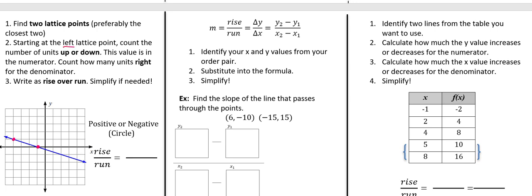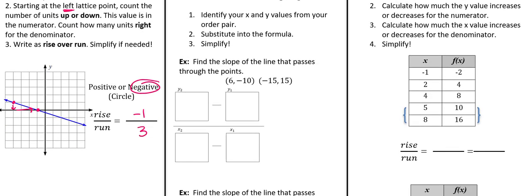Now starting at the left lattice point. So I'm starting here. Count the number of units up or down. So I'm looking to see, okay, how far am I going to go up or down? I'm going to go down 1, and then I'm counting how far to the right, and I'm going 3 to the right. So because I'm going down, this is negative. I've got a -1 because I'm going down 1, and I'm going over 3. Occasionally you have to simplify. This time we don't because 1 and 3 are the smallest that they can be.